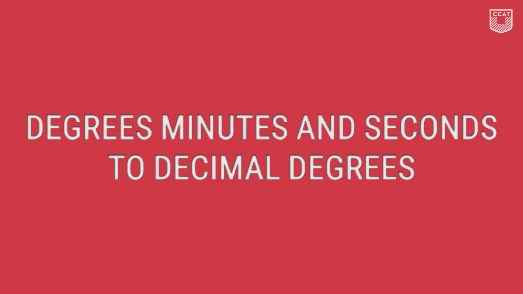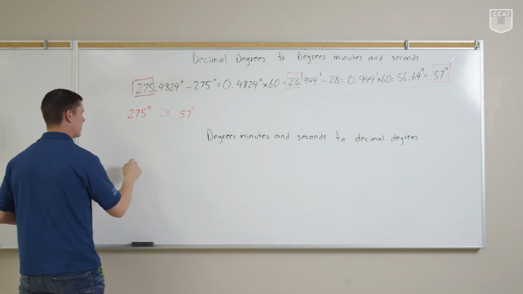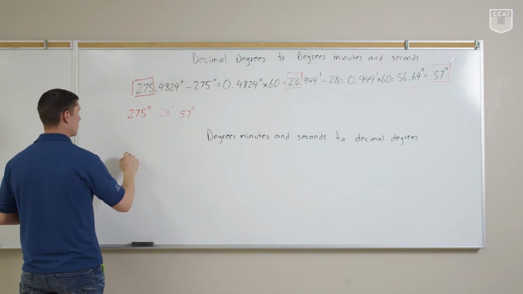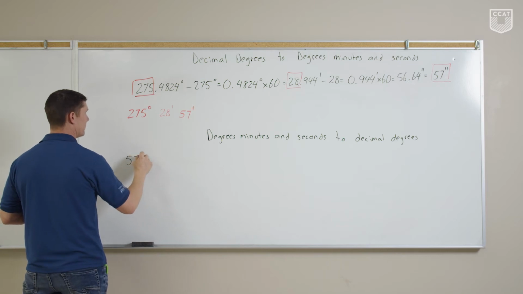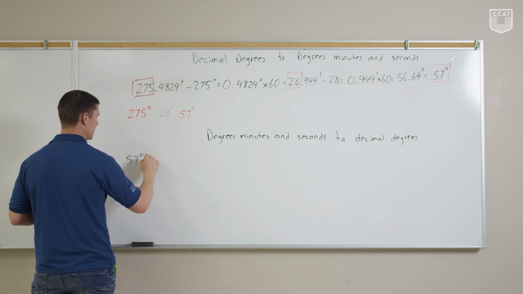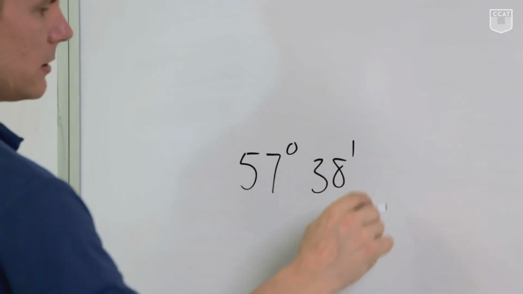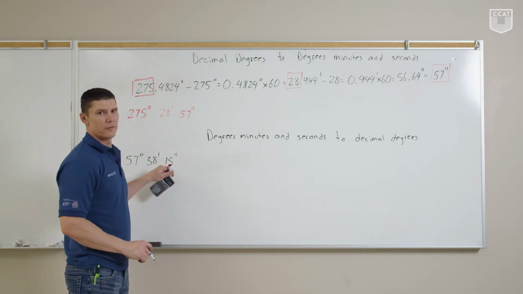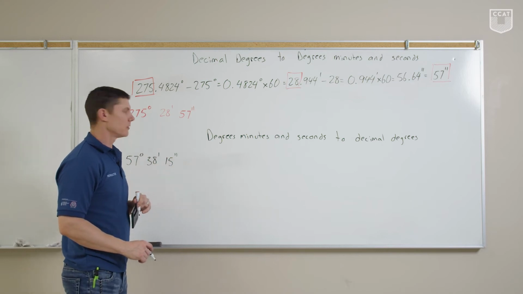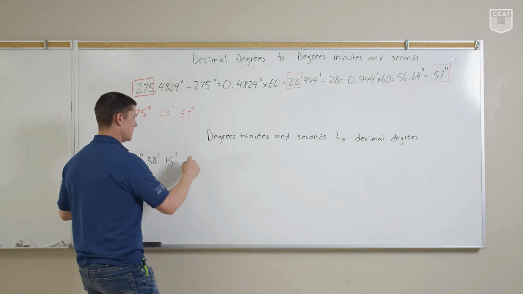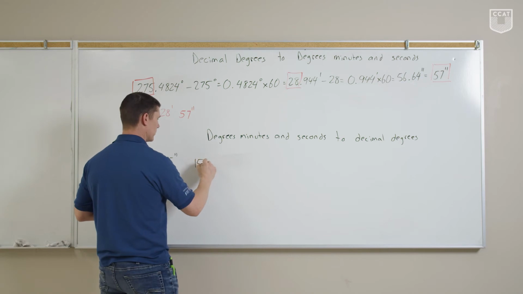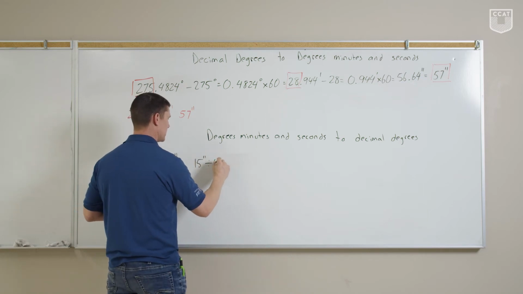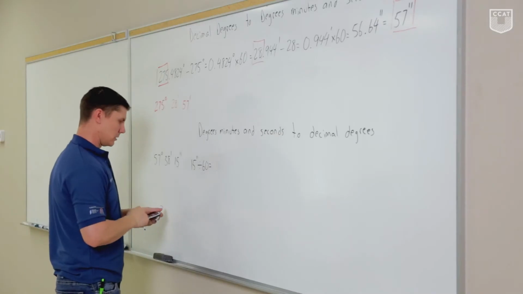Okay, so we'll do another example here. This time we're going to go from degrees, minutes, and seconds to decimal degrees. We could be given a number like 57 degrees, 38 minutes, and 15 seconds. To convert the 15 seconds into decimal, we're going to have to divide by 60. So we take the 15 seconds and divide by 60.